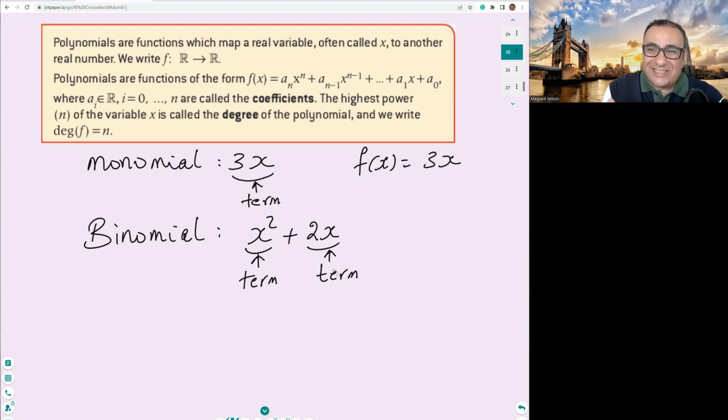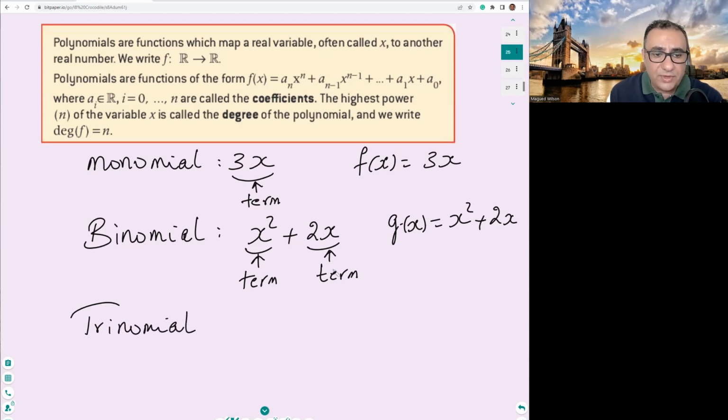So an algebraic expression formed of two terms is called a binomial, right? And this could be another function. Let's say, not f, let me call it g. Whatever. g of x is equal to x squared plus 2x. Okay. Now you may guess the next one. Try. Tri means three terms. So trinomial, right?